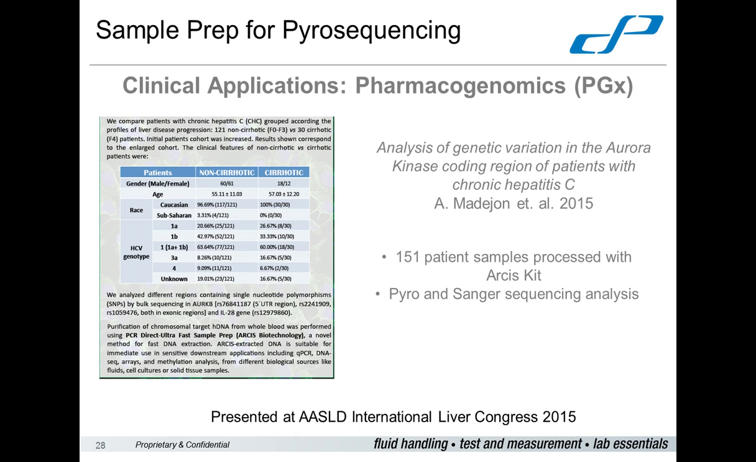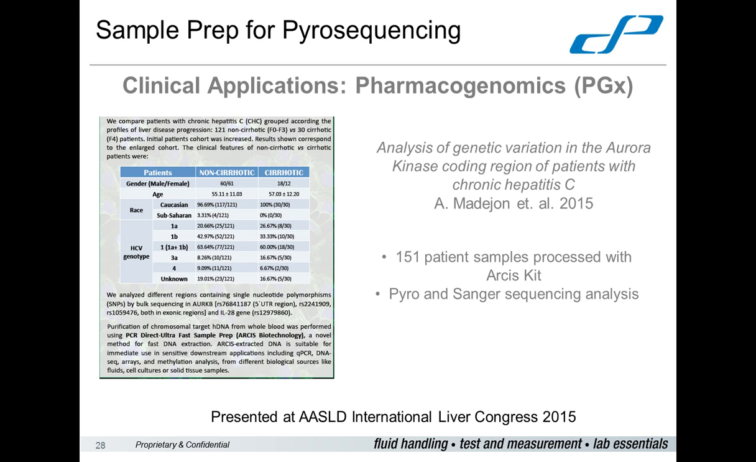And this is a study on this slide that we published a couple of years ago now. We presented it as a poster in the International Liver Congress in 2015. But basically, our development team in Spain took a fairly large cohort of patient samples, 151 in this case, and they were all rapidly processed with the Arcis kit. And this was followed by sequencing analysis, and in this study it was both Sanger sequencing and the more sensitive Pyro sequencing.